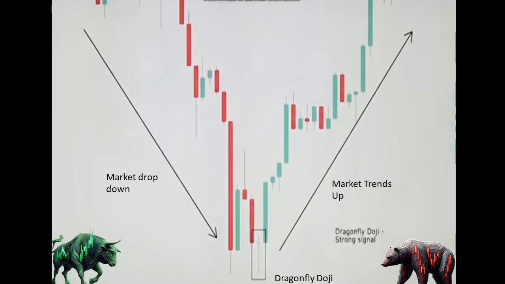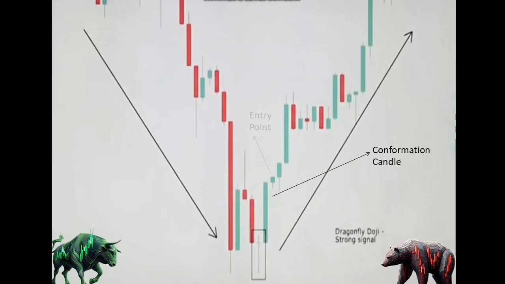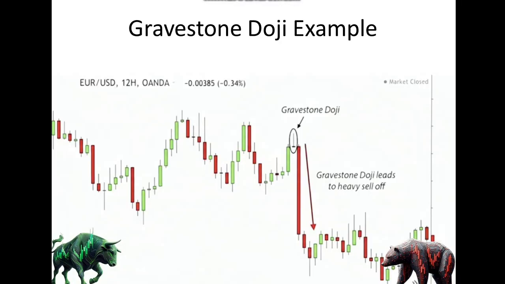Gravestone example, upward trend, gravestone at top, boom, price reverses down. This is theoretical. Real trading involves psychology. Practice on charts, paper trade, build skills step by step.